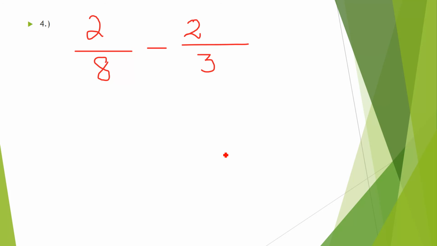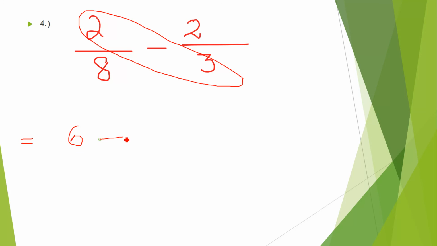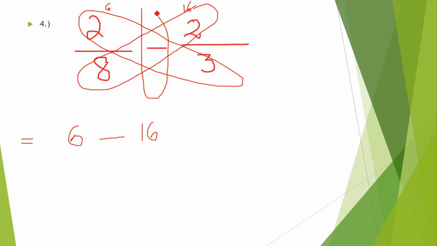So one more question. First of all, I will show you the butterfly method. You have to start from here, right? So cross multiplication like this. 2 3 times, we will write down here 6, and then what is the sign here? Negative. And like this, 8 2 times 16, right? Here you can write down, this is 6 and this is 16, and the sign is negative.